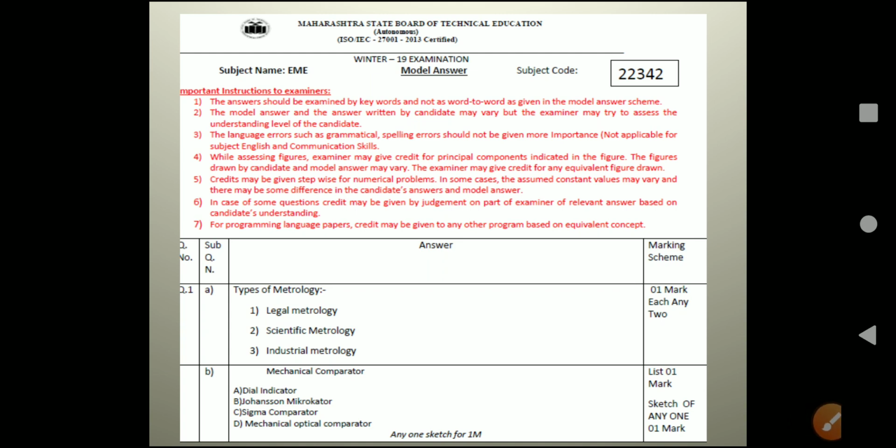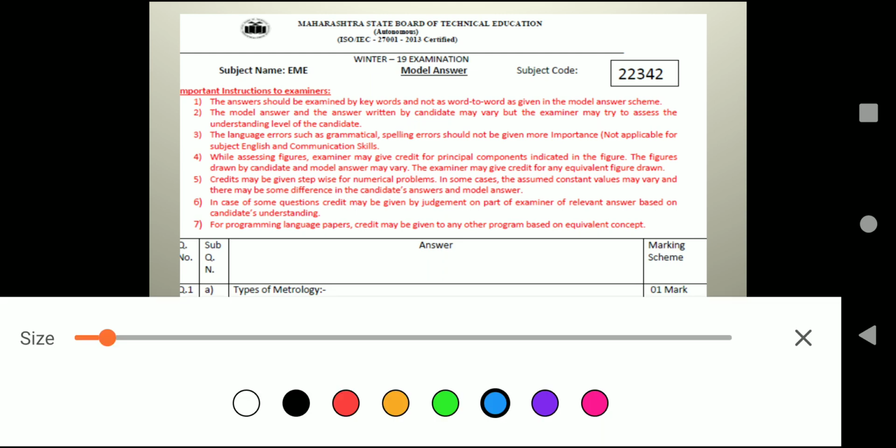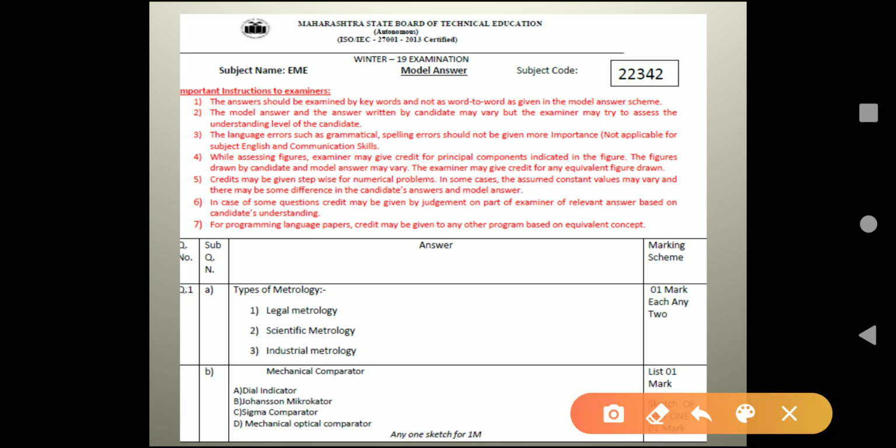Here on screen you can see the model answer of the winter 19 examination. So here we can see how the exact answer is required for MSBTE. Let us see question number 1, which we have already discussed in unit number 1 and the summary of unit number 1. What are the types of metrology? Such kind of questions will be asked in the exam, and here you can see it was already asked in winter 19 for 2 marks.